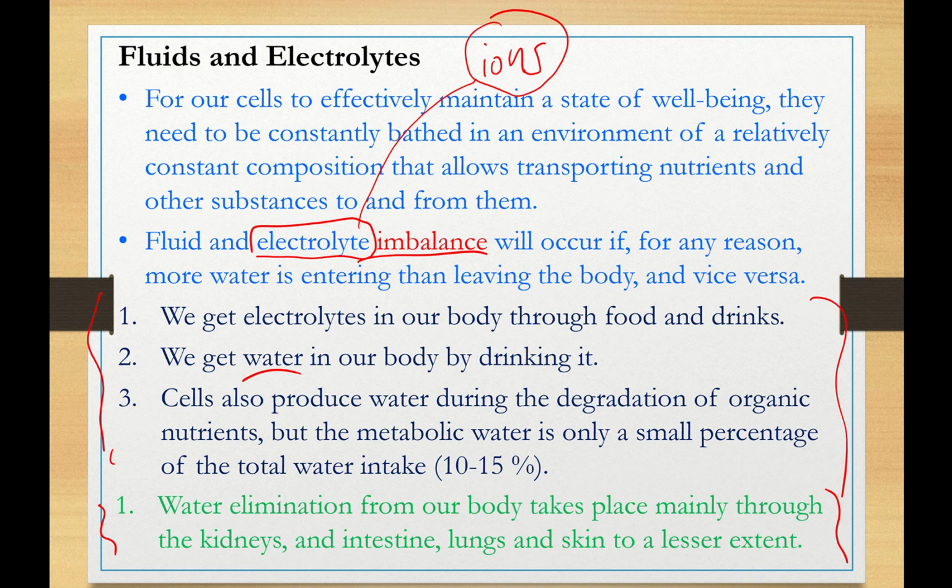Now, water elimination from our body takes place mainly through four organs. The kidney, which in fact does not only eliminate water and electrolytes, it also regulates their presence in our body, okay? Now, the intestine, lungs, and skin are used to eliminate fluids and electrolytes, but they do not control their elimination, okay? So this is very, very important for us.